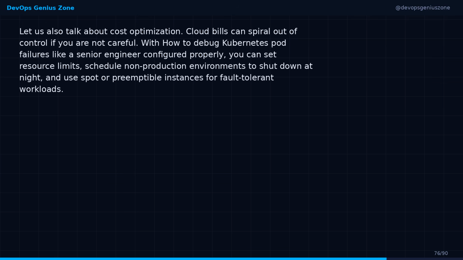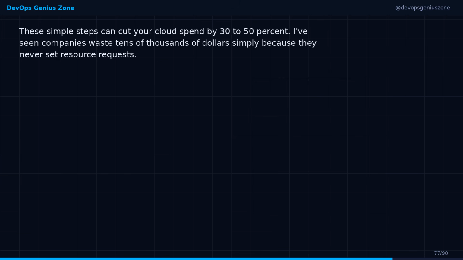Let us also talk about cost optimization. Cloud bills can spiral out of control if you are not careful. With things configured properly, you can set resource limits, schedule non-production environments to shut down at night, and use spot or preemptible instances for fault-tolerant workloads. These simple steps can cut your cloud spend by 30 to 50%.